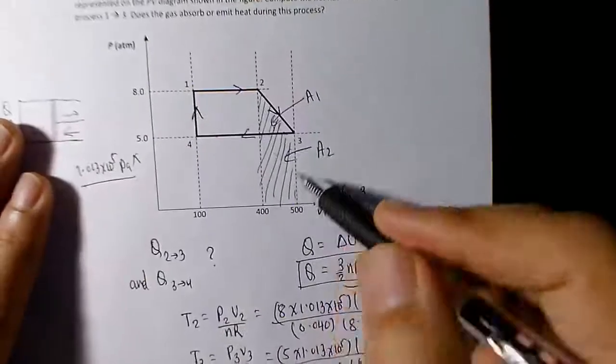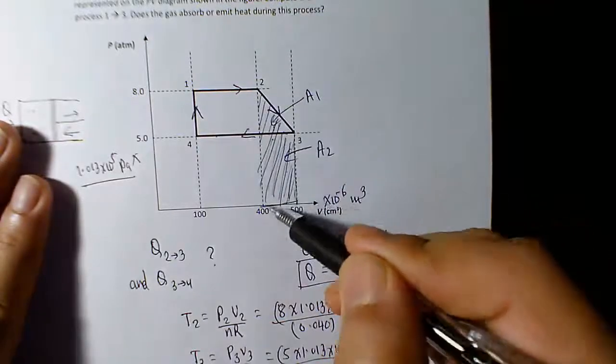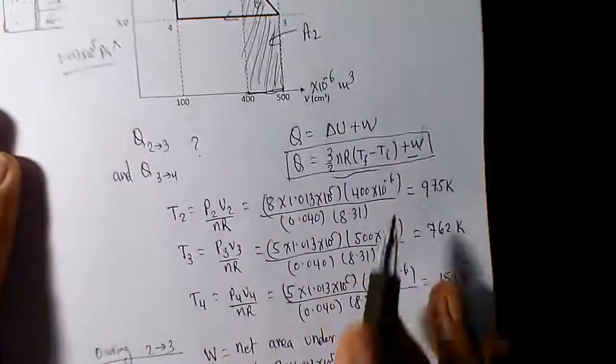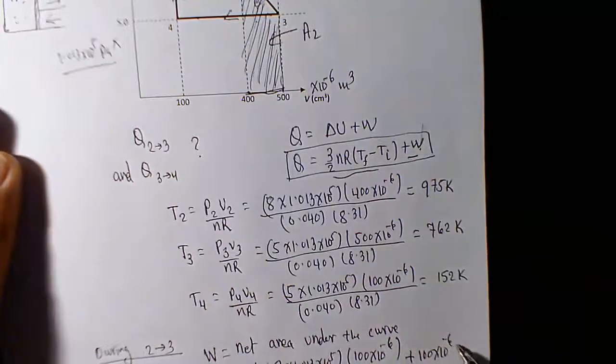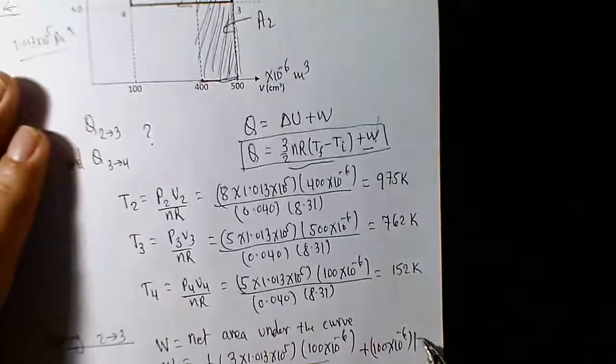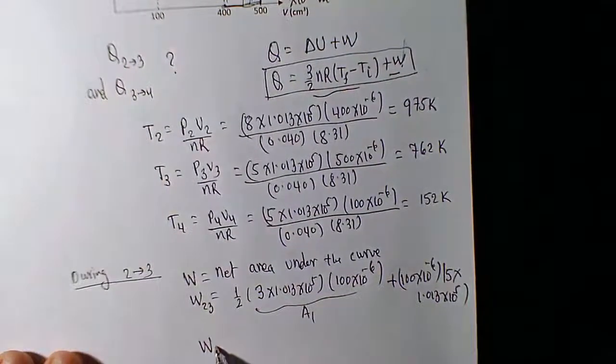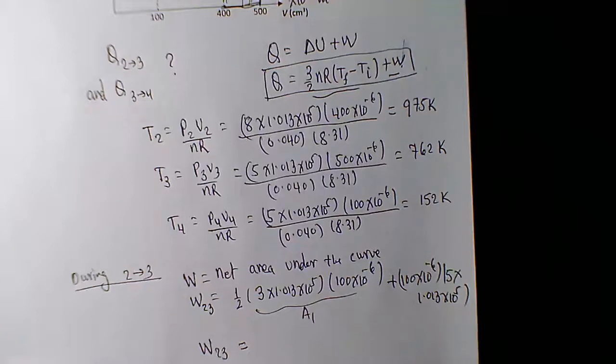Plus you have to add one more area because it's the whole area you need. The area of the rectangle is easy, it's base times height. The base is 500 minus 400, so 100 times 10 to the power -6, times the height, which is the pressure. This is 5 atmospheric pressure, so 5 times 1.013 times 10 to the power 5. That's going to give you W23 for the process, so calculate that. I will leave it to you, it's just the numbers now.